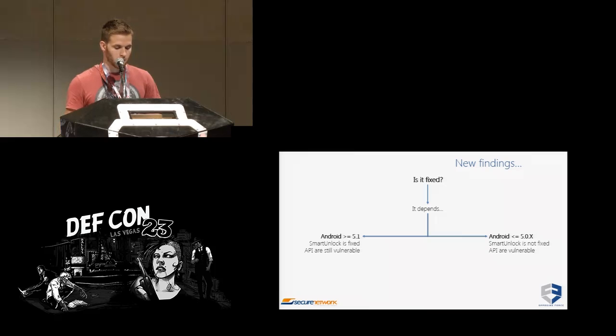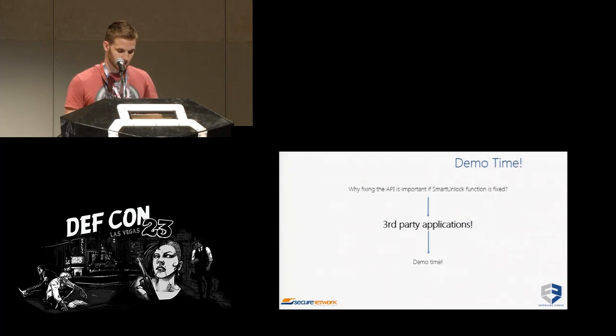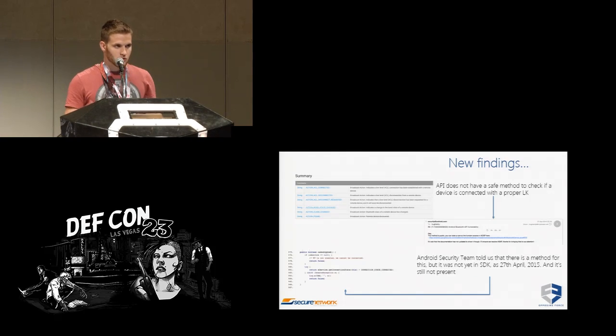But there is still a problem, because the APIs are not fixed yet. So if you have an Android device with a version prior to 5.1, you have the Smart Unlock feature still vulnerable, so don't enable it, I think. Otherwise, only the APIs are vulnerable. And what does it mean? It means that there is no method to check if the connection between a Bluetooth device and your Android smartphone is on an encrypted channel. So there is no way to check if the link key is correct or not.